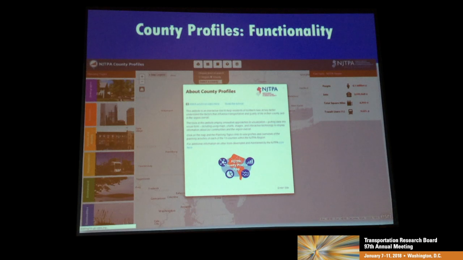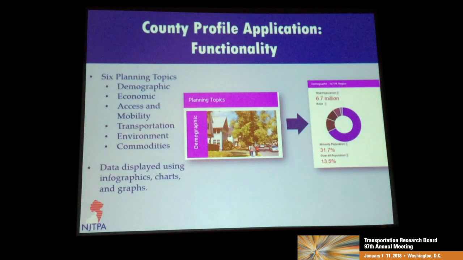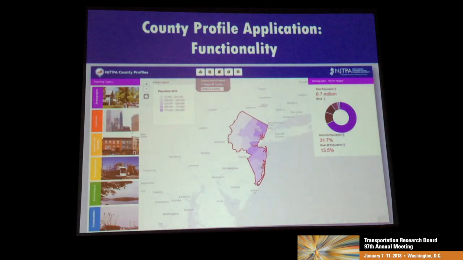So this is the opening splash page that we use. We also have videos that support you walking through the tool. We go over about 6 different topics. The first topic looking at demographic, economics, access, mobility, transportation, environment, and so on. And you have visuals and statistics support that.